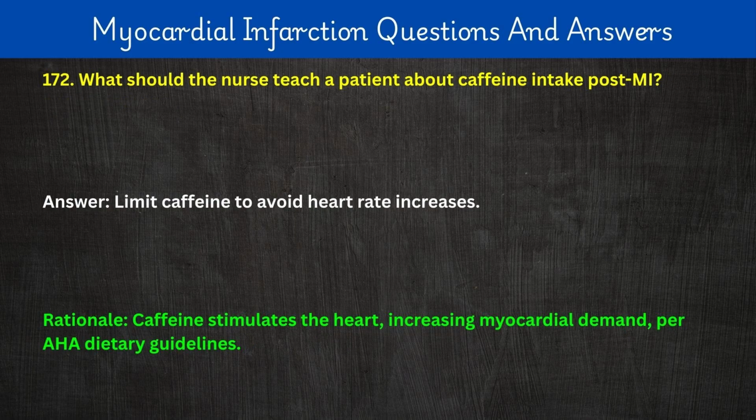172. What should the nurse teach a patient about caffeine intake post-MI? Answer: limit caffeine to avoid heart rate increases. Rationale: caffeine stimulates the heart, increasing myocardial demand, per AHA dietary guidelines.